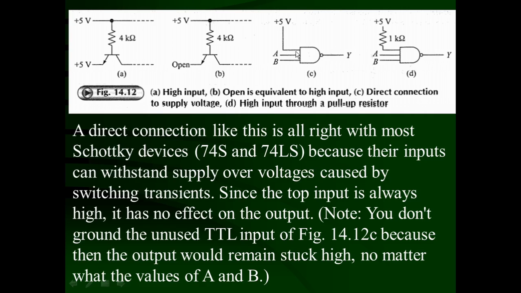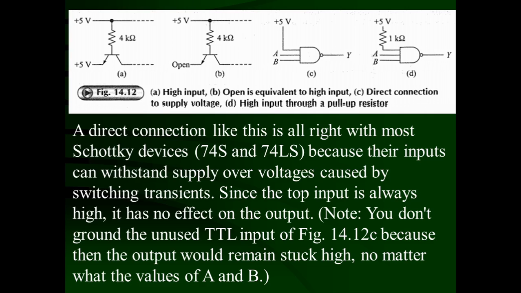The third figure C, this is a 3-input NAND gate. We require only 2-input NAND gate. So one of the input is extra. We can say that it is unused input. A and B is the real input. We will convert this one into 2-input NAND gate. That means unused input should be connected to the plus 5 volt directly, or it should be connected to the plus 5 volt with 1 kilo resistance.